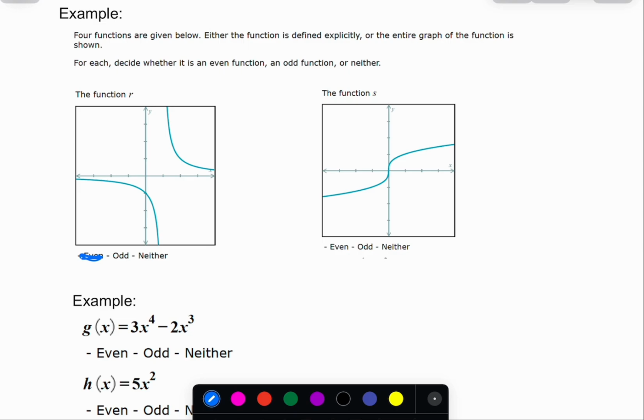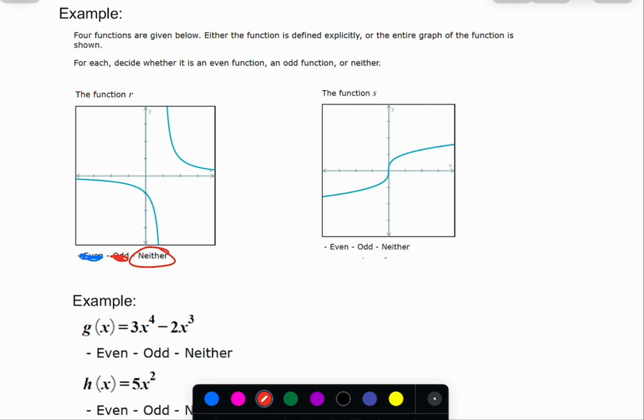For it to be odd, we should put a push pin here in the center. And if we rotate it 180 degrees, we would get the same thing we started with. So there should be a piece down here and kind of a piece going like that. And so no, it's close, but it seems like it's not quite centered right on the origin. So it has to be kind of centered around the origin. So it is not odd, it is neither.